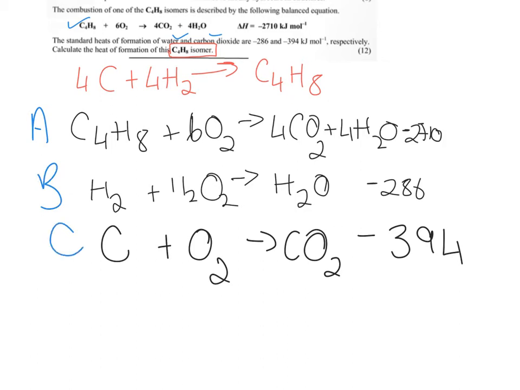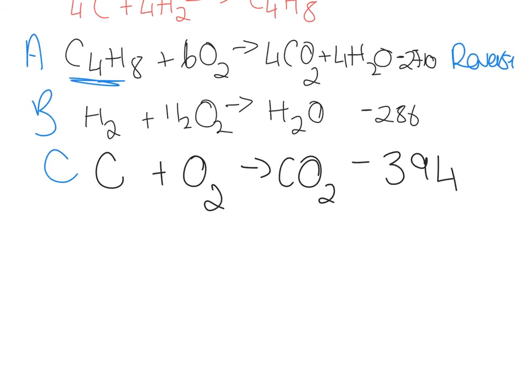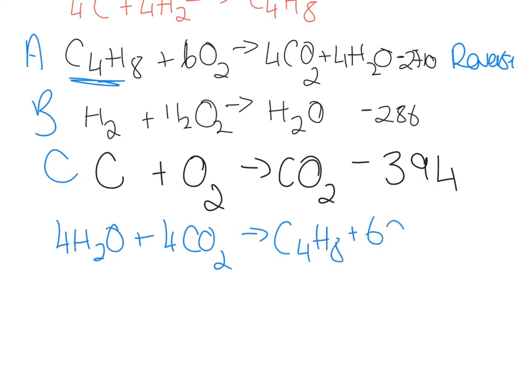So with the first one, I can see that they have C4H8, and that's what we need. I want it to be on the right side, so I'm going to reverse it. As I reverse it, I get 4H2O plus 4CO2 to give me C4H8 plus 6O2. And as I reverse that, I need to reverse the sign as well. So I get a positive 2,710.